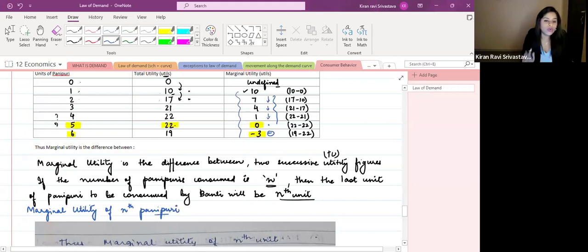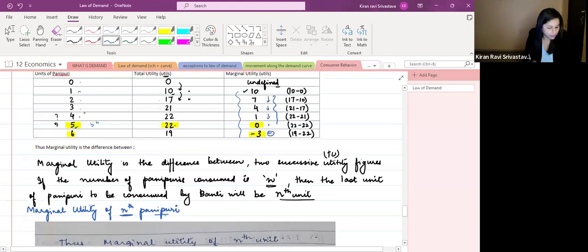So we don't know now which one will be last. If he stops at fifth, then 5 pani puris, then the nth will be fifth. If he stops at sixth, then the nth will be sixth. So we don't know what will be his stopping point. Whichever point we stop, for example, if we stop at the fourth level and see what is his marginal utility, here fourth will be the nth one. So fourth will be considered as the last one.